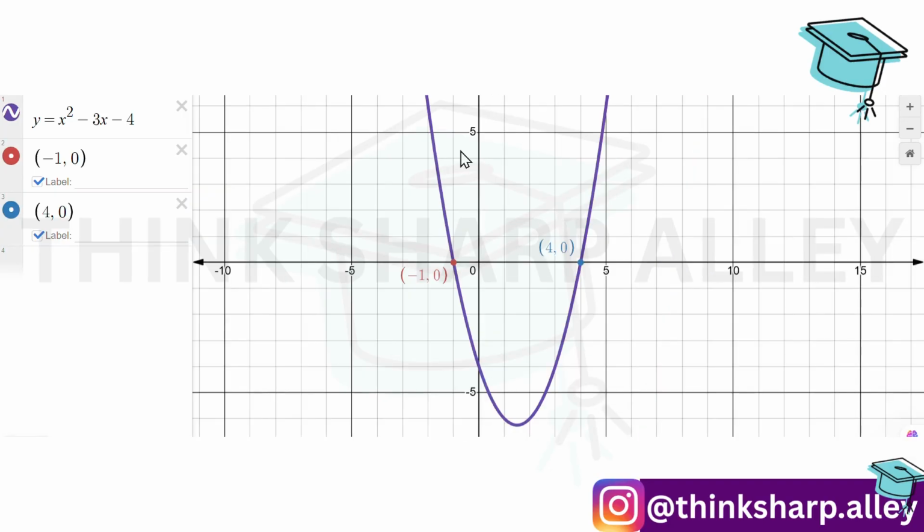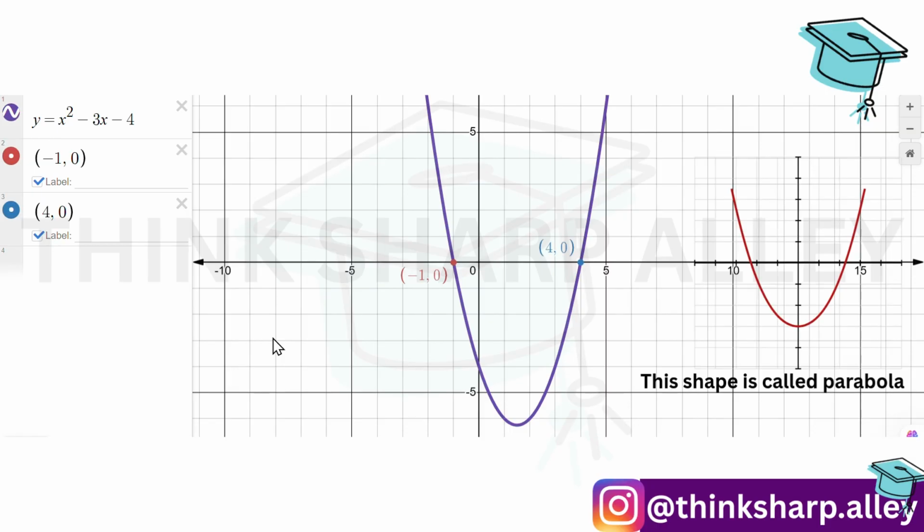But the point to be noted over here is the shape of the graph for a quadratic polynomial. In fact, for any quadratic polynomial ax square plus bx plus c, obviously a is not equal to 0. So ax square plus bx plus c is the general form of a quadratic polynomial, and the graph of the corresponding equation will have this shape, and this shape is called a parabola. So either it will be upward or it will be downward, depending on the sign of a.